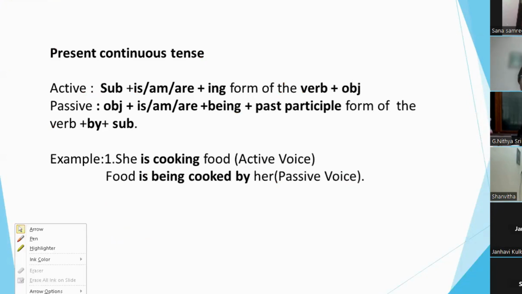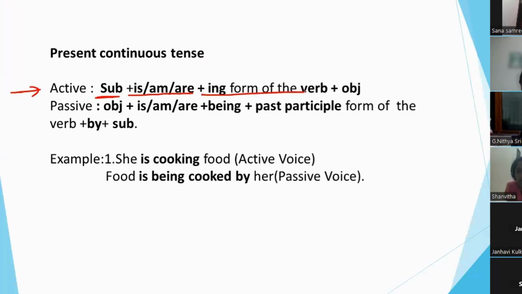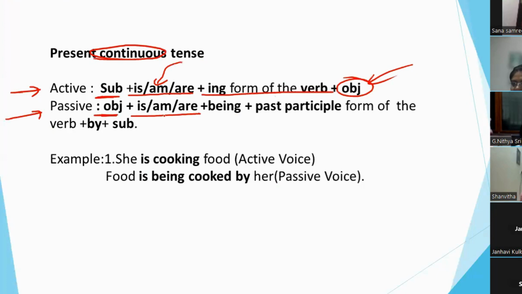If your active voice is in present continuous tense, then your active voice will have the structure subject plus is, am, or are plus ing form of verb. As it is in the continuous tense, your verb will have the ing form. Plus object. This is going to be your structure in present continuous tense for active voice. When you change that into the passive voice, your structure becomes object plus is, am, are, as you have the auxiliary verb in your active voice. The same you have to retain in your passive voice, plus you have to put being.